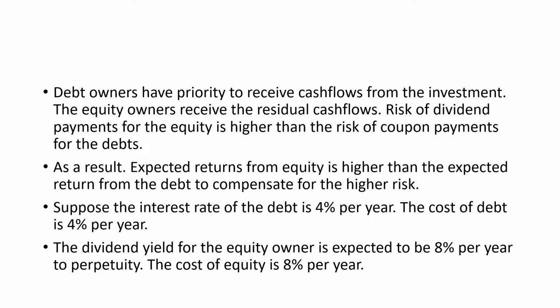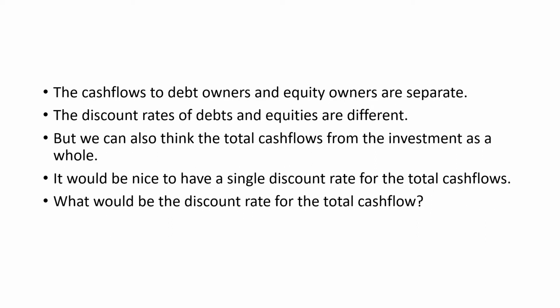Suppose the interest rate of debt is 4% per year. The cost of debt is 4%. The dividend yield for the equity owner is expected to be 8% per year to perpetuity. The cost of equity is 8% per year. The cash flows to debt owners and equity owners are separate. The discount rates of debt and equity are different.